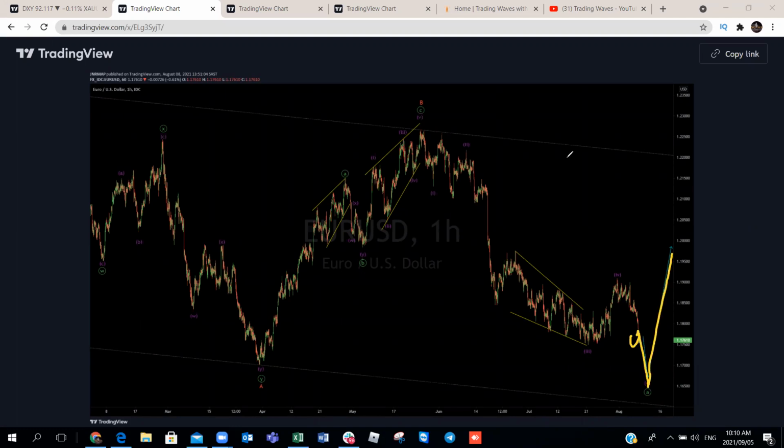So what has happened so far? We've already got the move to the downside. We've already got the reversal around here. So I'm going to show you the detailed structure of this and what we expect going forward in the next coming week. So that is how euro US dollar has played out.